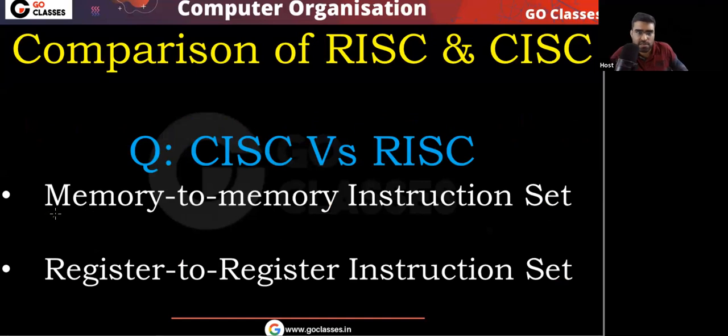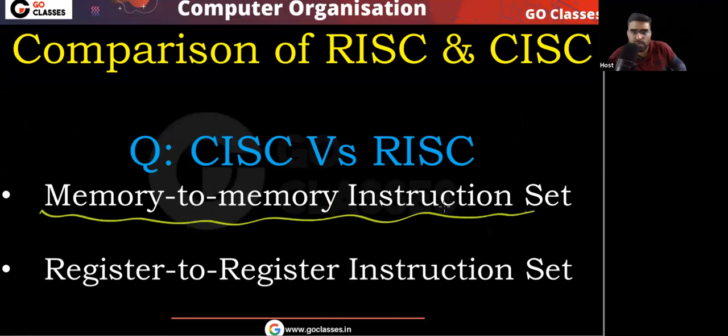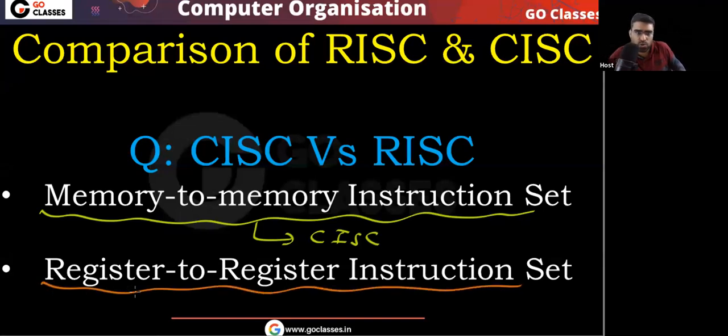CISC versus RISC. Memory to memory instruction set. Who will use memory to memory instruction set? CISC will use. Okay. And register to register instruction set. Who will use? RISC will use. Okay. Very good.